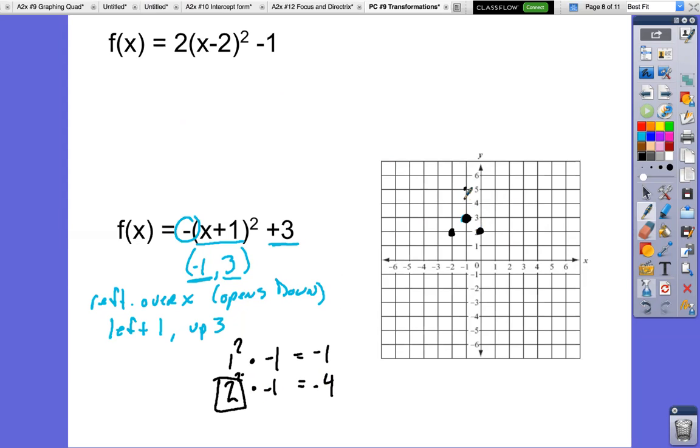So again, here's my axis of symmetry. If I take 2 steps right, I have to take 4 down. 1, 2, 3, 4. 1, 2, 1, 2. If I took 3 horizontal steps, square it times -1, I go down 9. So 1, 2, 3, 1, 2, 3.